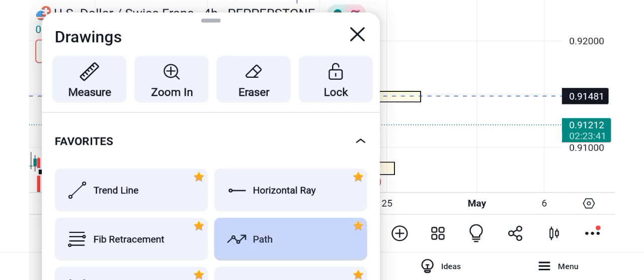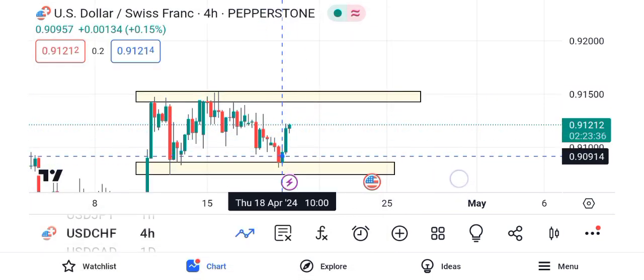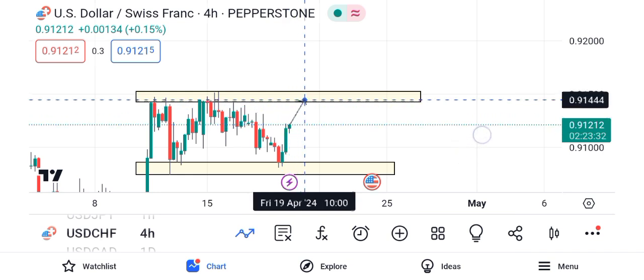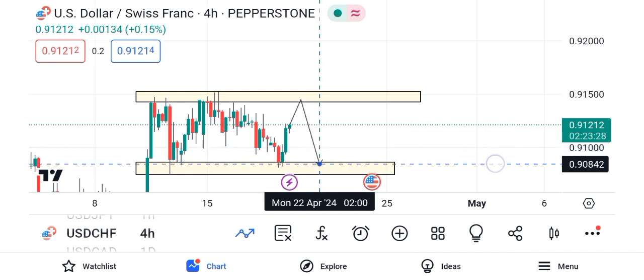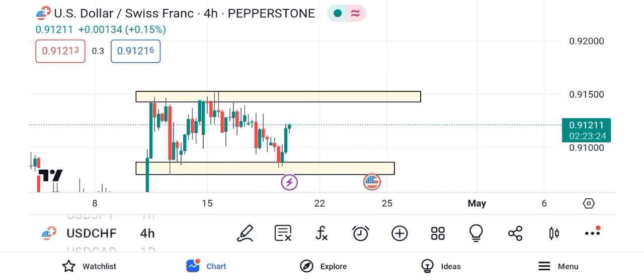Now you notice that when price got to this support here, price is pumping upward, and there is a likelihood of price getting to this point here, and we see price dropping from this level here. It's very simple, and this will help you in your analysis.